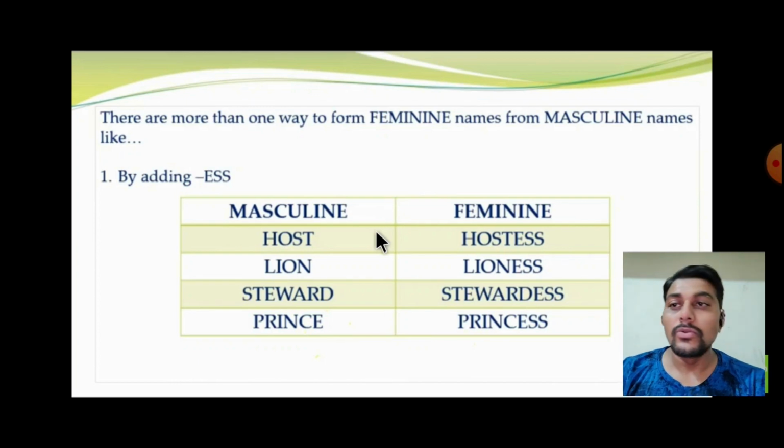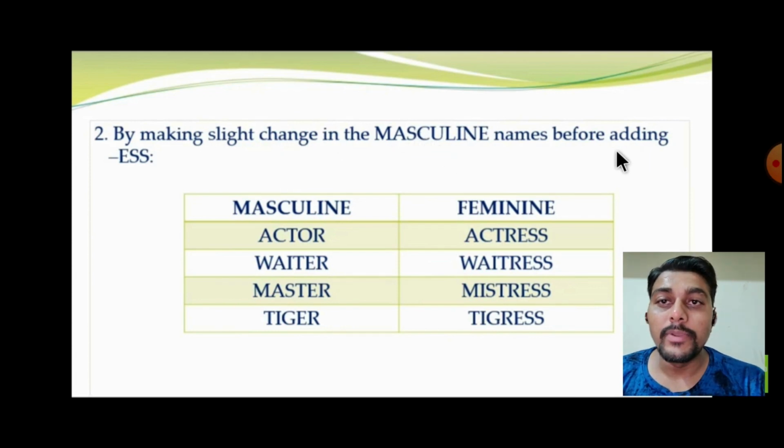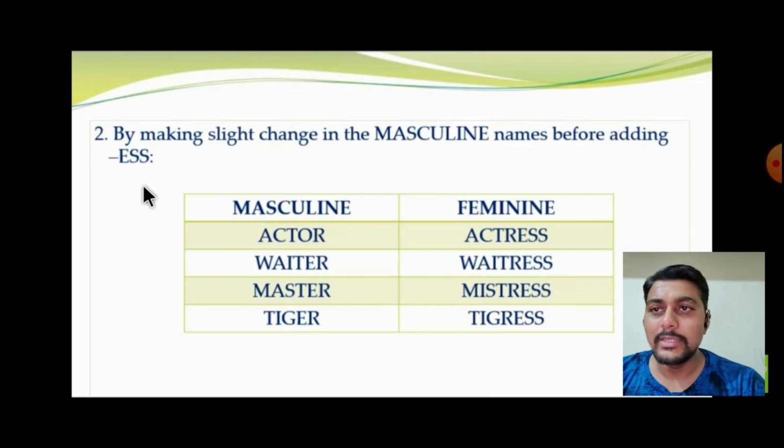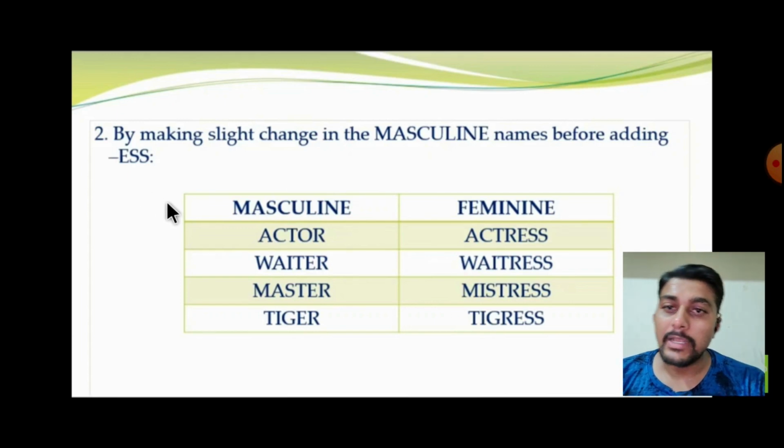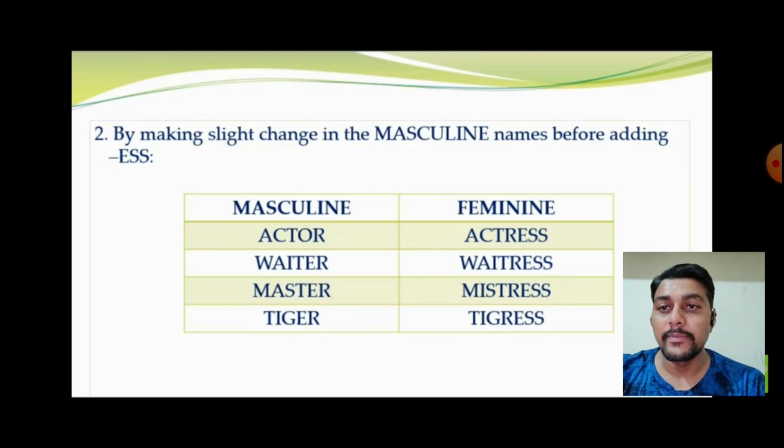Clear? Rule number 2. By making a slight change in the masculine name before adding ess. We have to make slight changes in the masculine names before adding ess. Let me explain what that is. जब हम ess लगाते हैं तो उसके पहले कुछ हम चेंज करेंगे जो masculine noun में उनके जो spellings थे उसमें. Examples are here.